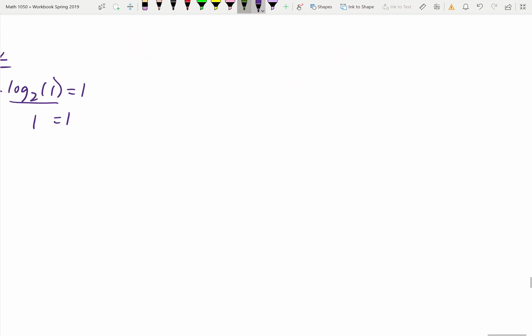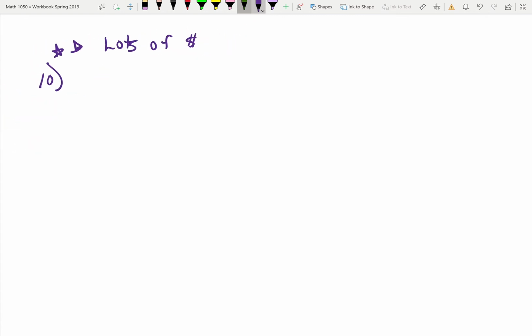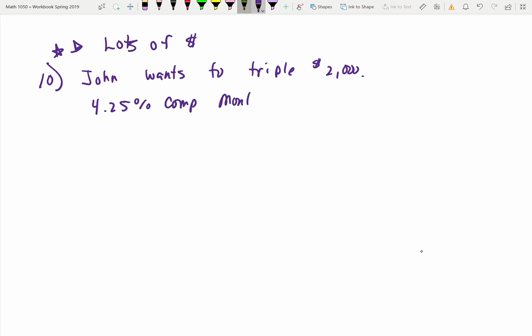Here's number 10. I need you to know that there are potentially lots of money problems, or at least last semester there were on the final. So be really aware of that money section. Okay, so John wants to triple $2,000 by investing it. He knows he's going to get 4.25% compounded monthly. How long should he invest it?